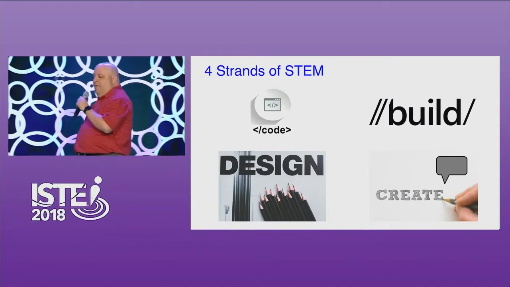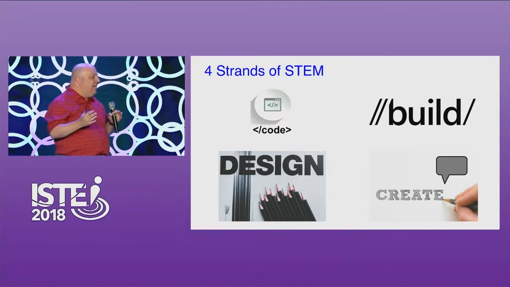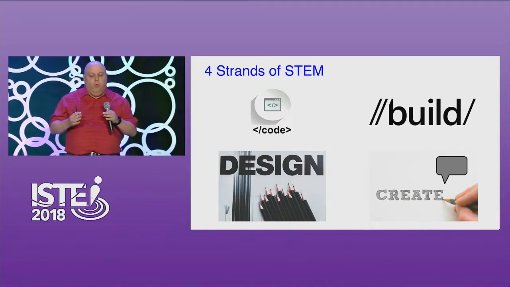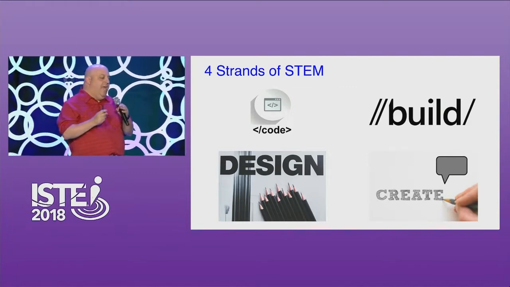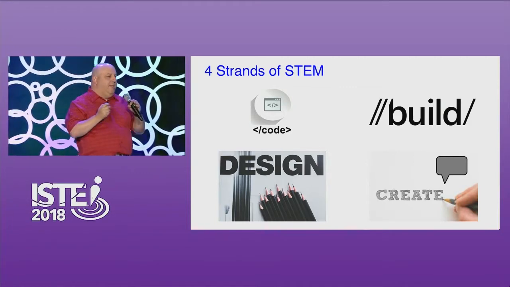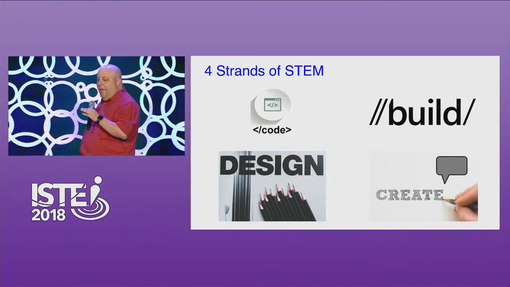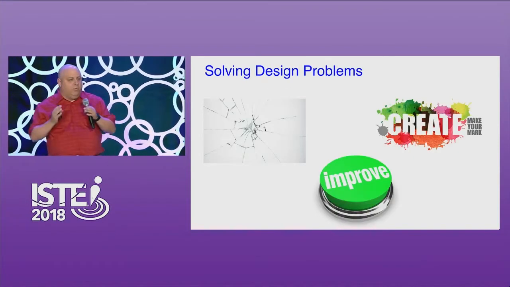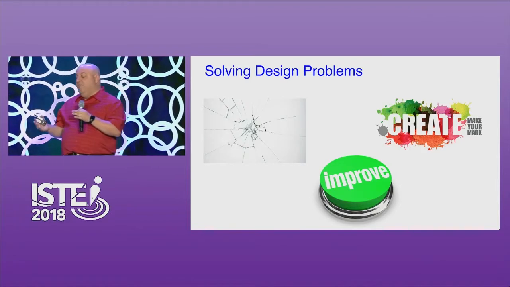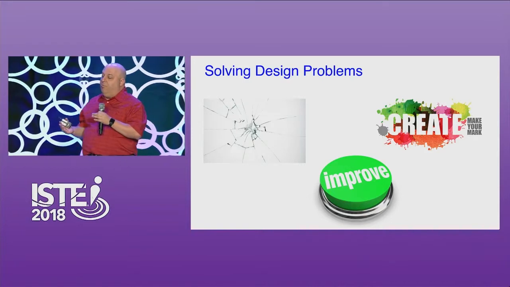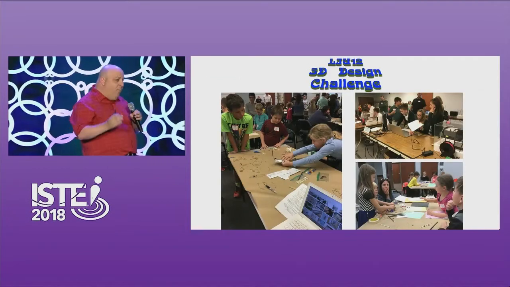So I have 4 strands of STEM: code, build, design, create, each tied to a different pedagogy. And what we're going to do in this session is we're going to take a look at 2 of these strands, design and code. And so we really feel like you have to interconnect these. The kids have to find their passion by looking at each one of these. So we're going to start out by having you solve some design problems. And there's 3 ways you can do that. You can fix something that's broken, you can improve something that already exists, or the hardest of all, you can create something totally new.